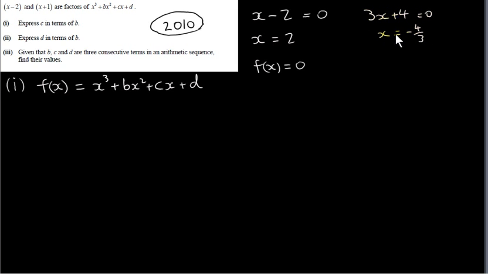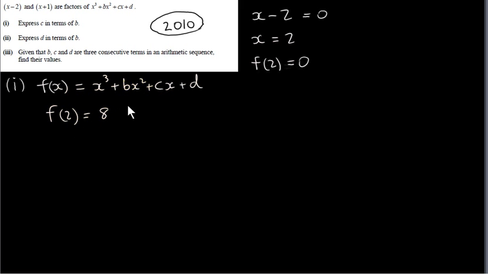So it's not so straightforward for that particular factor. Now we know that f of 2 is 0, so we just plug 2 in for x. So we get 2 cubed, which is 8. 2 squared is 4. We get 2c here, and this must equal 0.